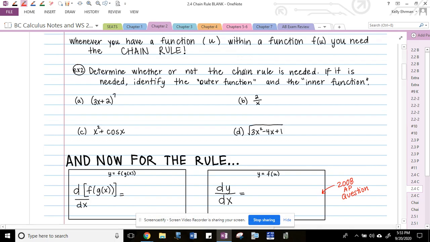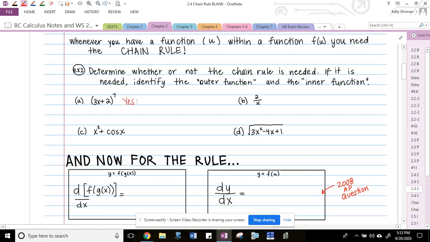So first of all, just decide if the chain rule is needed. Is this a function within a function? Or can you use some of the rules that we've used previously to just find the derivative? So if I said find the derivative of 3x plus 2 to the 7th, would you want to multiply this binomial times itself 7 times? No, this is an inner function and an outer function. So is chain rule needed?